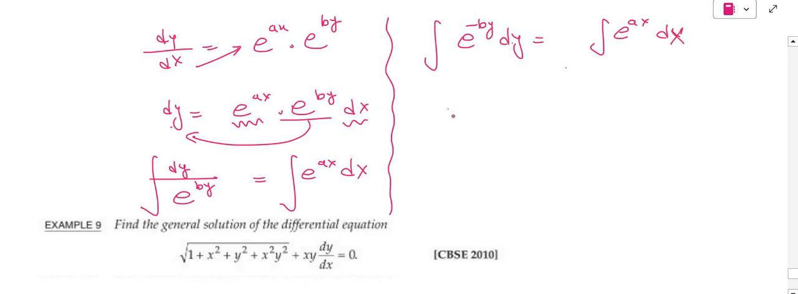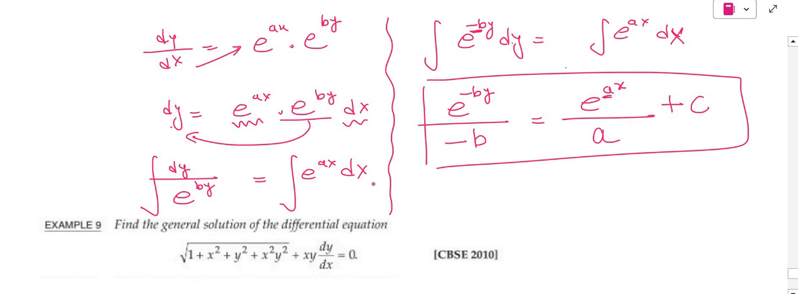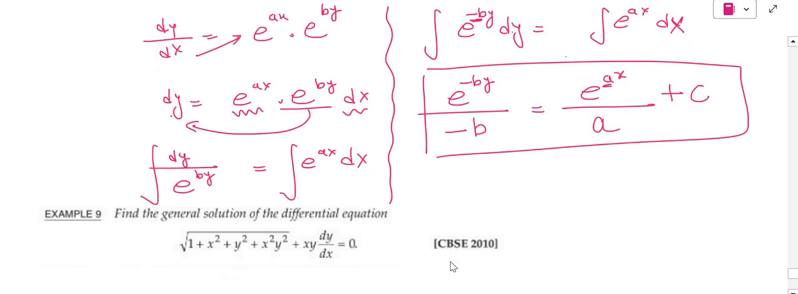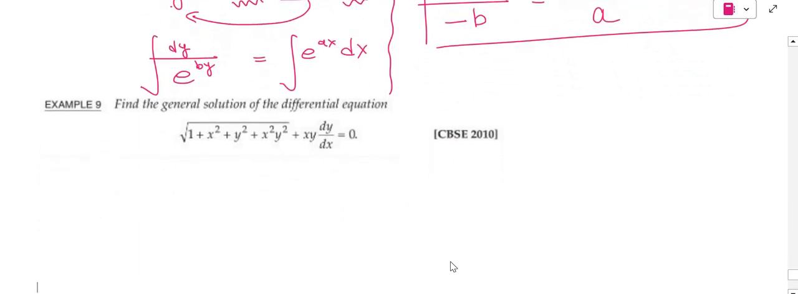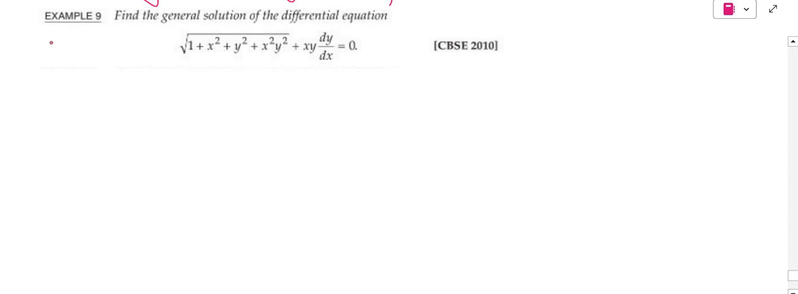Integration of e power what happens? E raised to power by stays the same, and whatever is the coefficient of x or y, it goes down in integration. Here e raised to power ax, whatever the coefficient is, a, it will go down, plus c. So this is my answer. You can leave it here. Okay? Now let's see the 9th question. It looks very tough, but if we do it step by step, it's not difficult. You will find it on page 919 in the old publication.